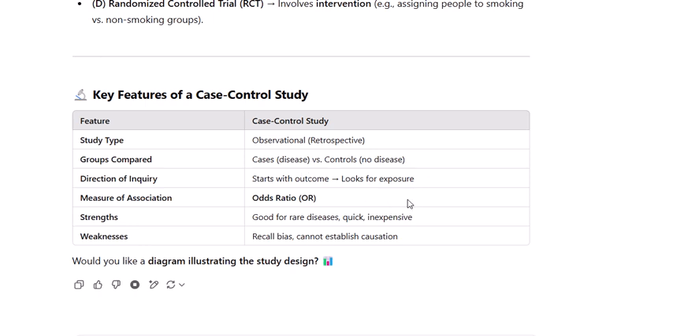Strengths: good for rare diseases, quick, inexpensive. Weaknesses: recall bias, cannot establish causation.